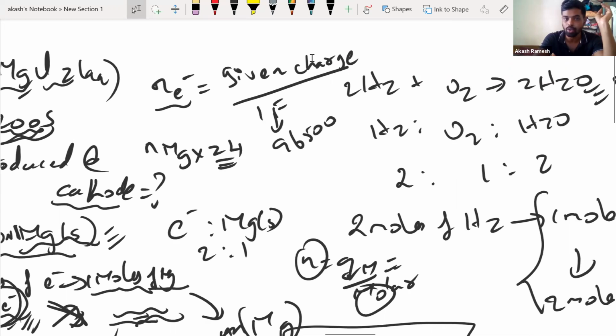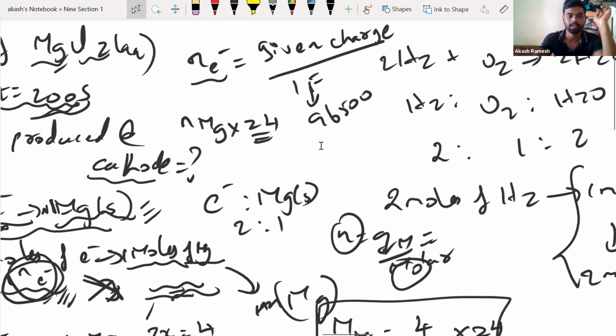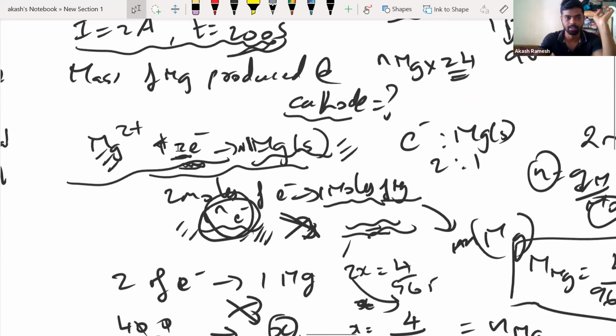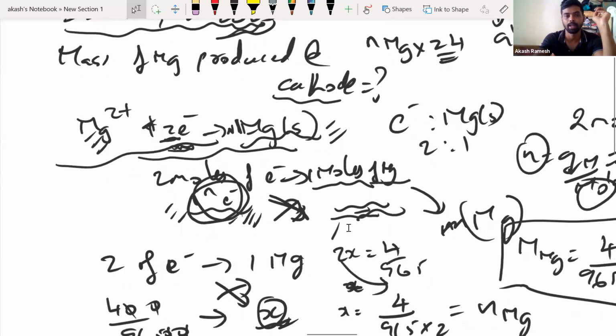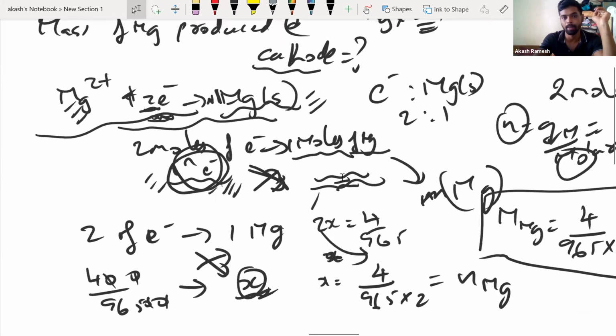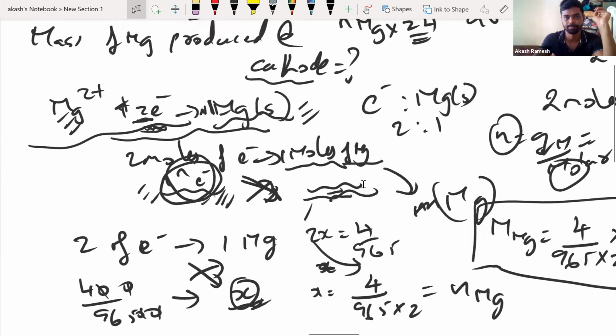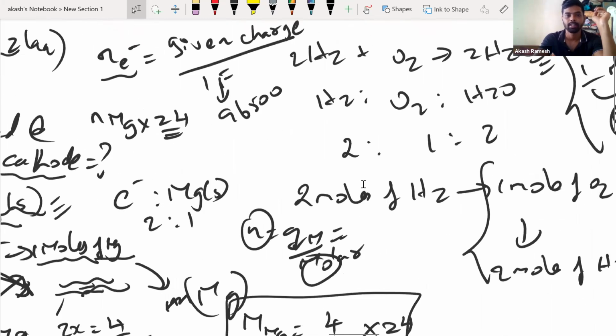The given charge Q divided by 96,500, something called 1 Faraday, will give me the number of moles of electrons. Once you find the number of moles of electrons, you have to do stoichiometry. In this case, 2 moles of electrons give 1 mole of magnesium. So if I have this many moles of electrons, how much magnesium will be produced? And you find the mass by multiplying with the atomic mass of magnesium. So that we did.